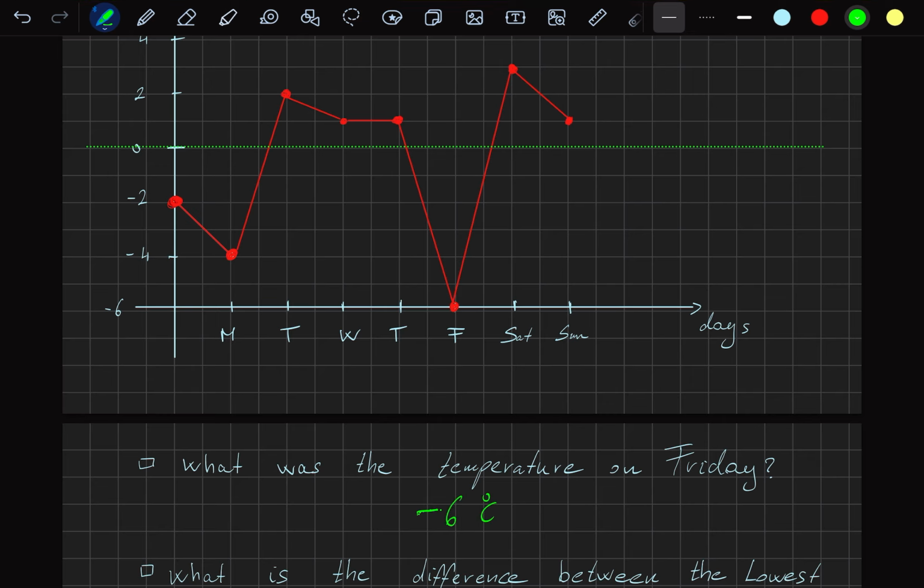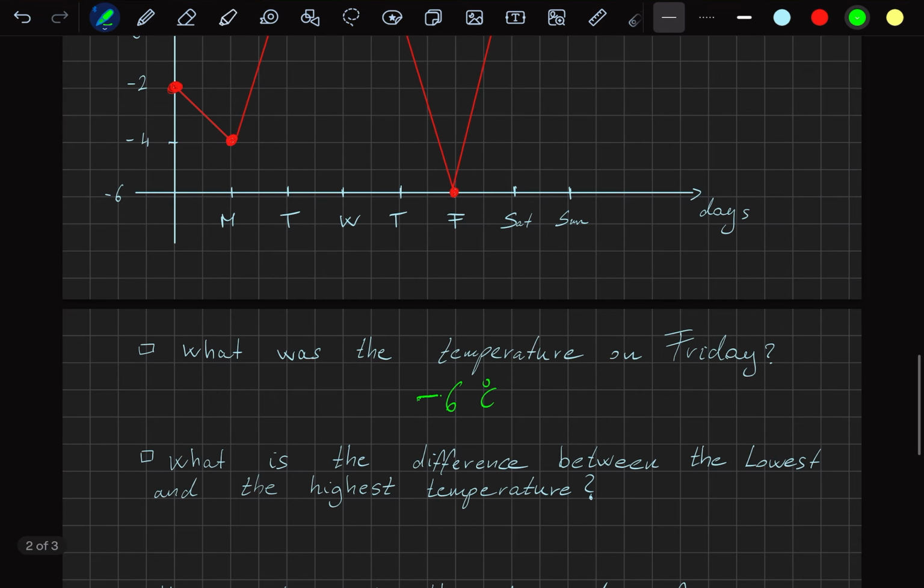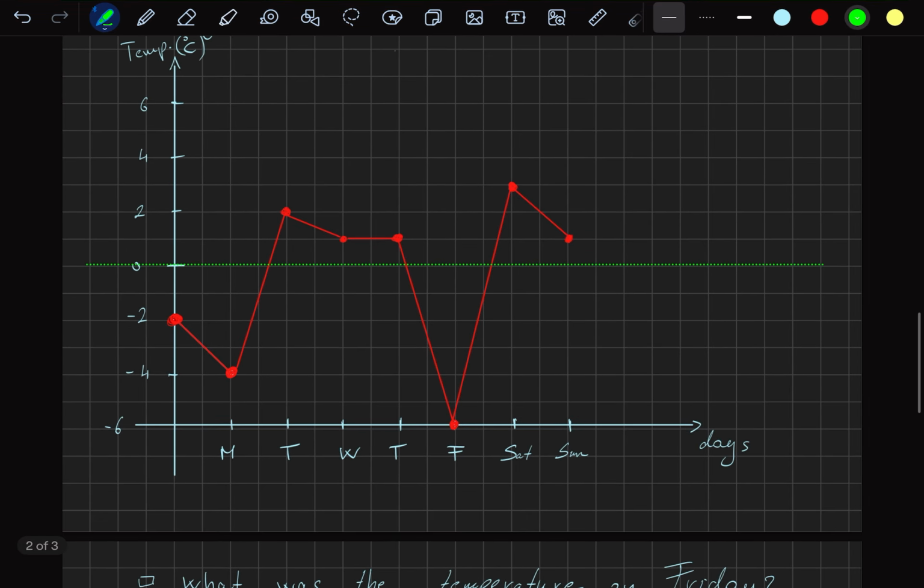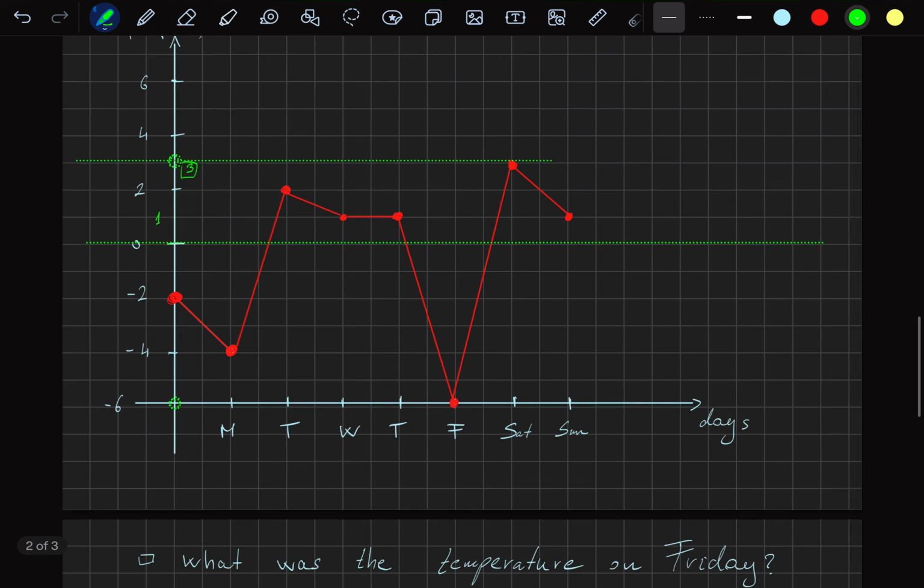-6 degrees Celsius. What is the difference between the lowest and the highest temperature? The highest temperature is here, we can see this one here. And the lowest is -6. So 0, 1, 2, and this will be the 3. So the difference between them is 9 degrees, because I need to step 1, 2, 3, 4, 5, 6, 7, 8, 9 to reach the 3.